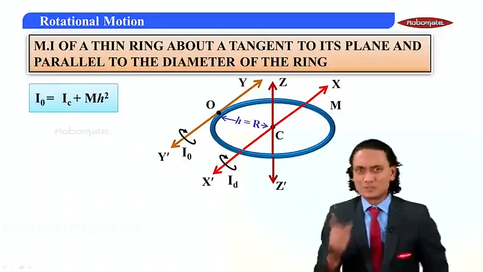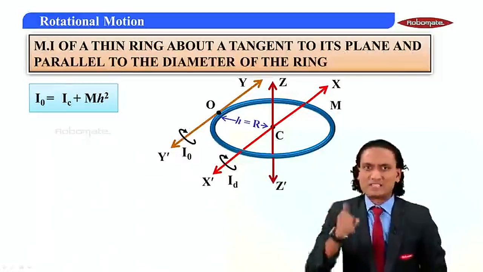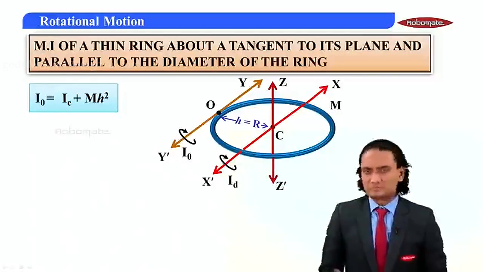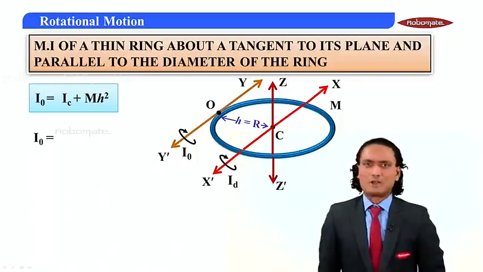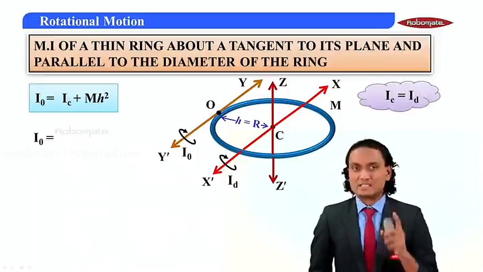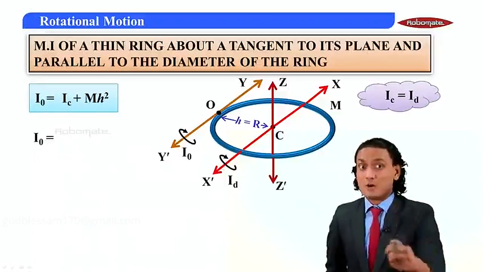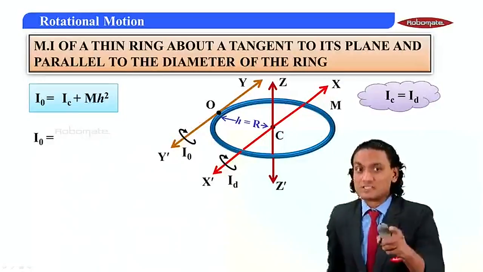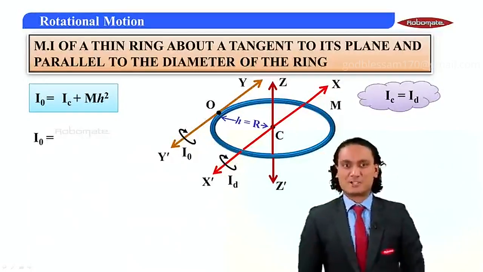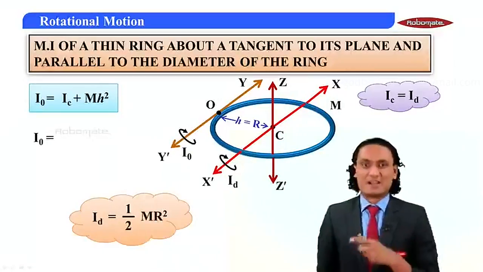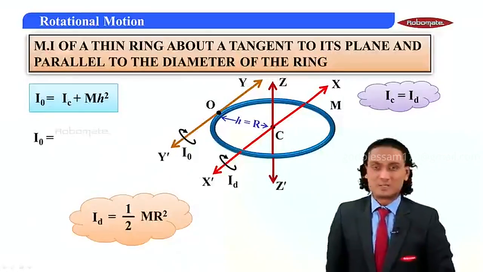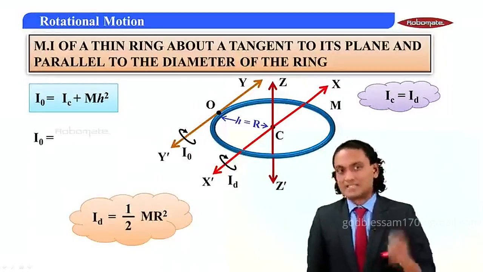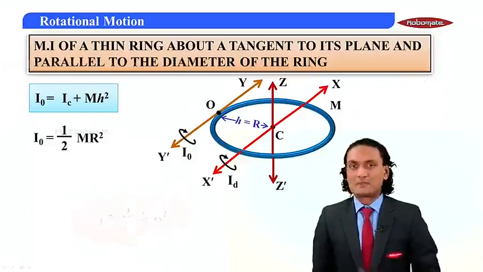So we have H. And we know IC is equal to ID. Can we calculate I naught? Yes. So, I naught is equal to IC plus MH square. What is the formula for ID? Last module, it's very important. We discussed what is ID? Yes. Very good. So, you have revised. ID is nothing but half MR square. So, instead of IC, since IC is equal to ID, I will write half MR square.